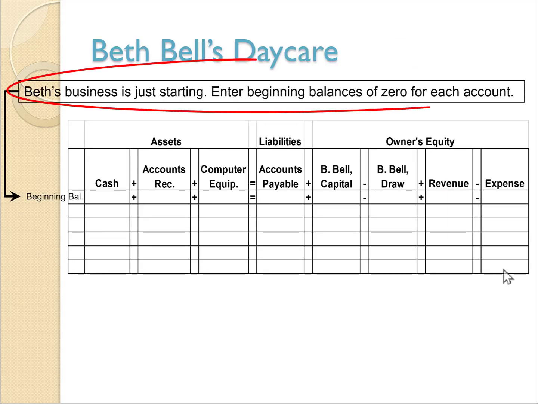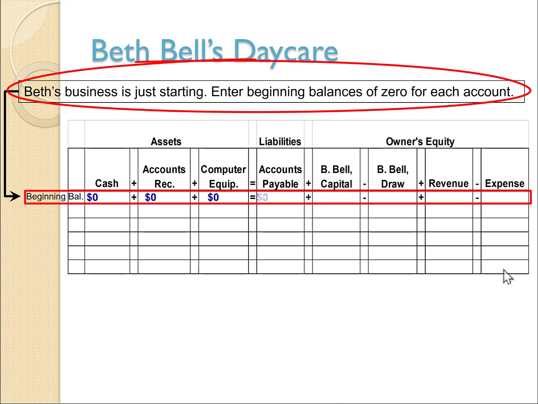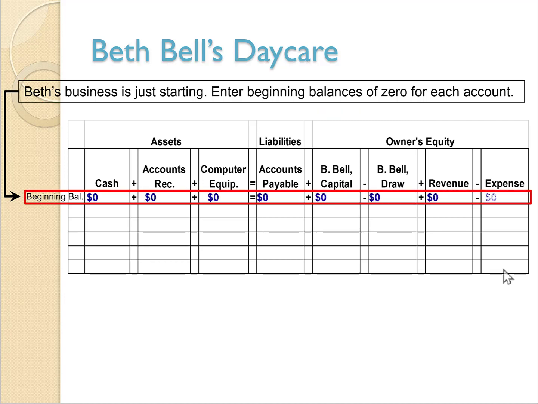So Beth's business is just starting, so we're going to enter beginning balances of 0 for each account. On that spreadsheet that you printed out, go ahead and on this first row it should say beginning balance. Remember BAL stands for balance, and put a 0 in for all the accounts, because this company is brand new and every company starts with 0.